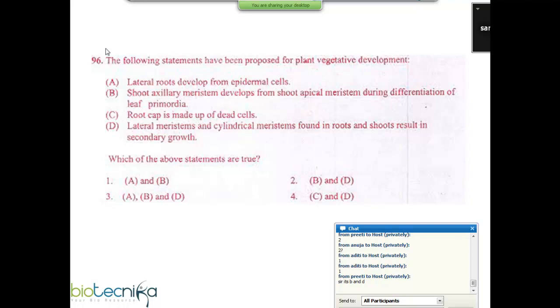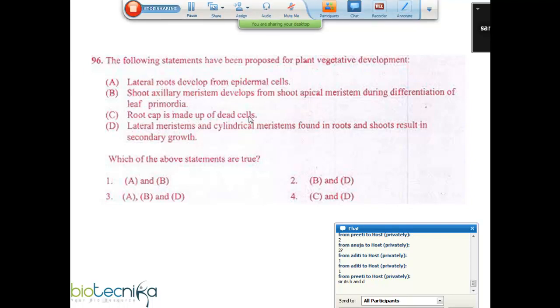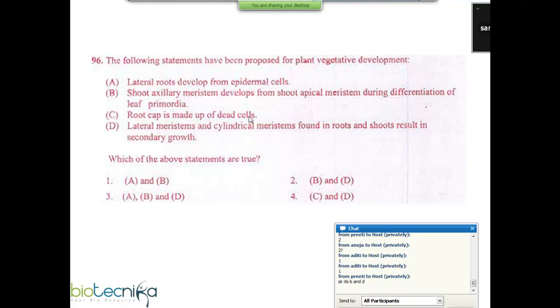And then root cap is made up of dead cells. If it is dead cells, it will be removed by bacteria very fast. And then the lateral meristem and the cylindrical meristem found in root and shoot result in secondary growth. To be more specific, apical meristem will be on the top, and the side one is called your cylindrical meristem.